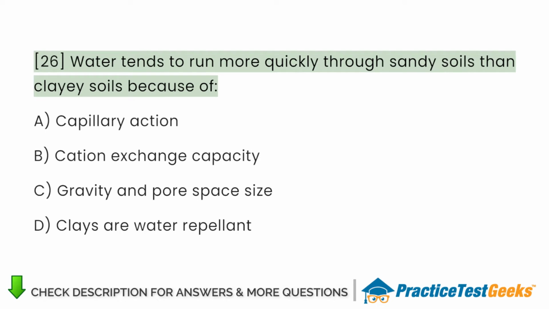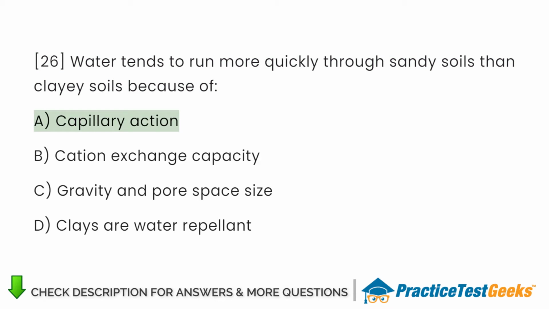Water tends to run more quickly through sandy soils than clay soils because of A. Capillary action. B. Cation exchange capacity. C. Gravity and pore space size. D. Clays are water repellent.